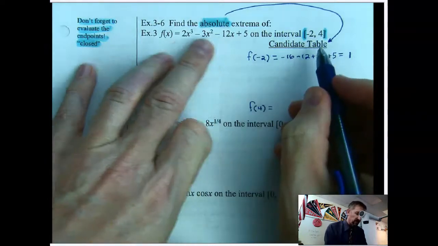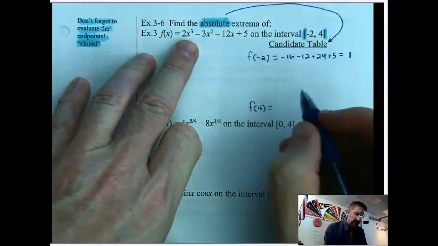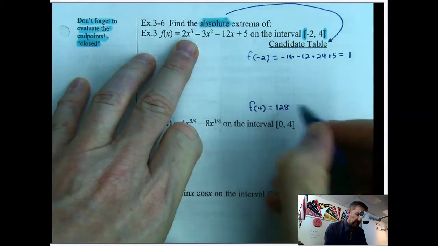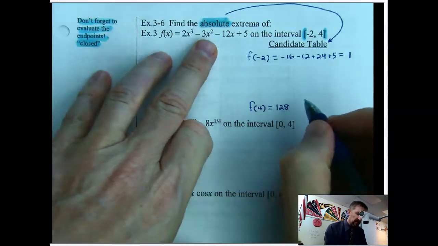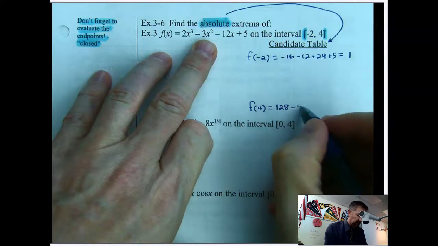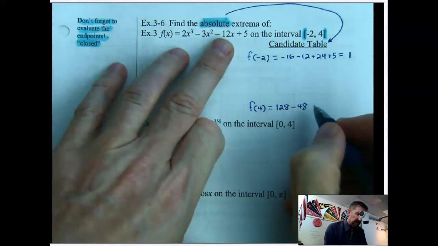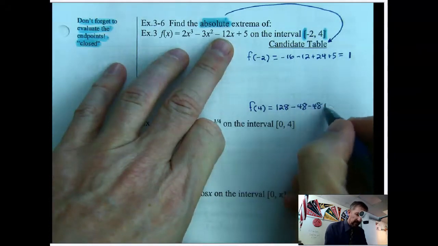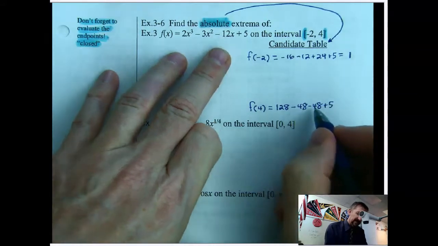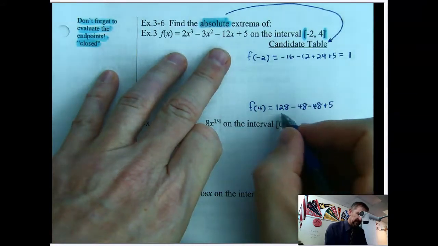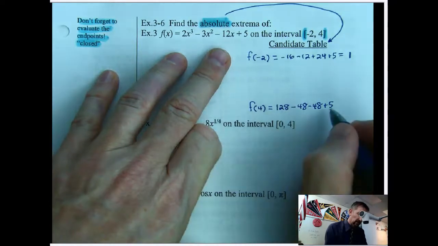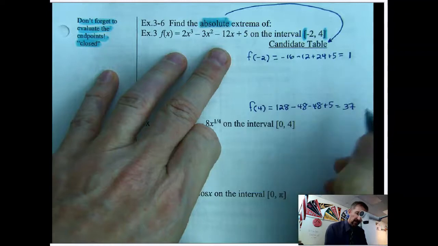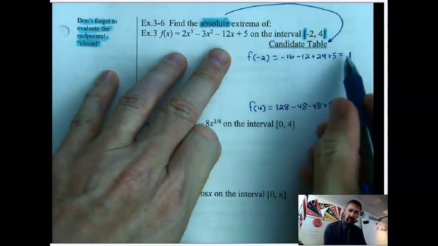So now we're going to plug in 4. So 4 cubed is 64 times 2 is 128. 4 squared is 16 times negative 3 is negative 48. 4 times, that's negative 48 and plus 5. So that is 80, 96. So 96, 4, 32. 32 and 5 is 37. So far, that's the biggest number and that's the smallest number.